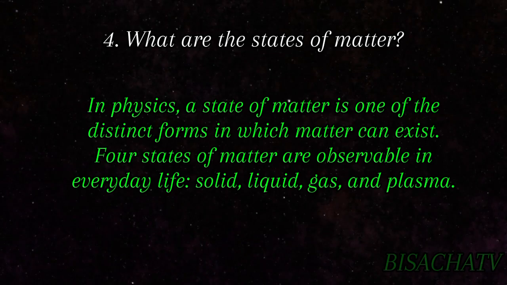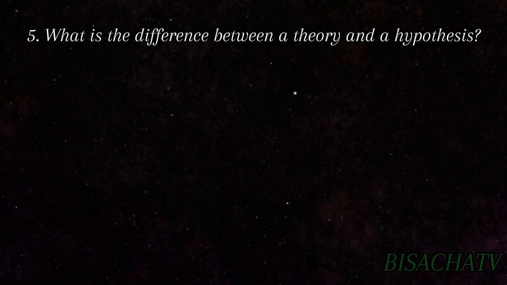In physics, a state of matter is one of the distinct forms in which matter can exist. 4 states of matter are observable in everyday life: solid, liquid, gas, and plasma. 5. What is the difference between a theory and a hypothesis?